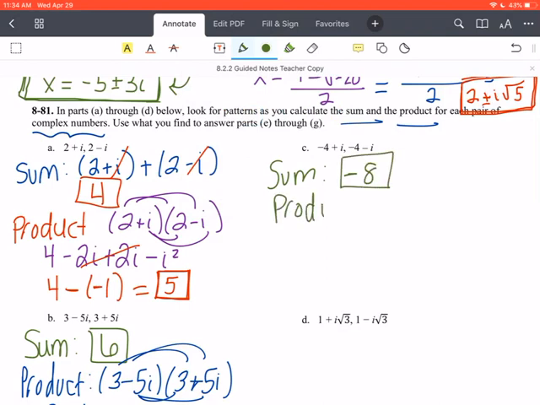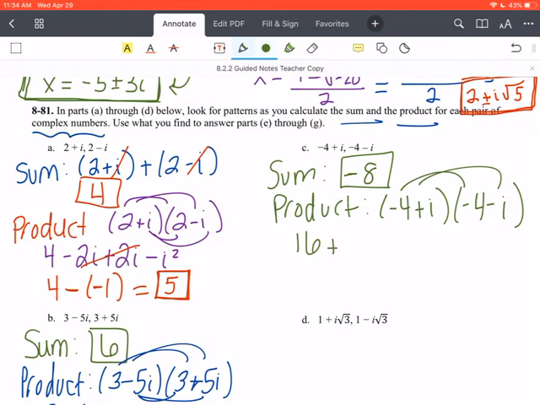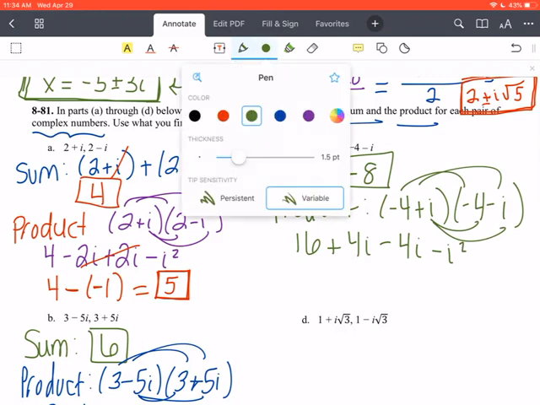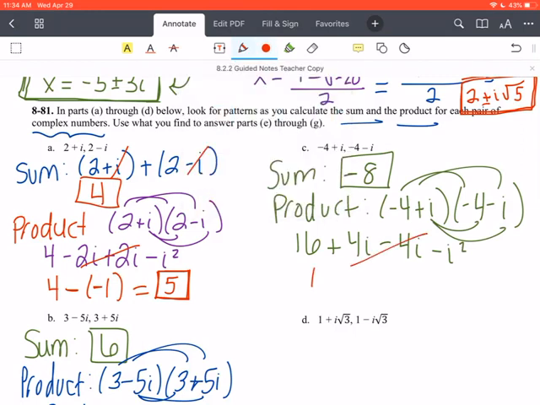And then when I move to the product, I'm going to take negative 4 plus i times negative 4 minus i, and distribute that negative 4. So I have positive 16 plus 4i, because of the double negative. Then I have negative 4i, and I have negative i squared. So then, yay, my middle terms cross out. So I have 16 minus negative 1. The negatives make a positive, so I get 17.